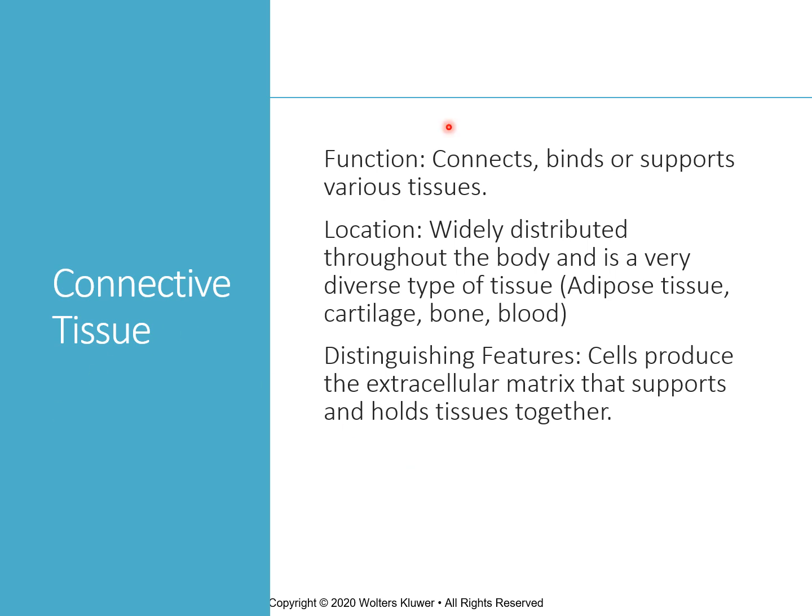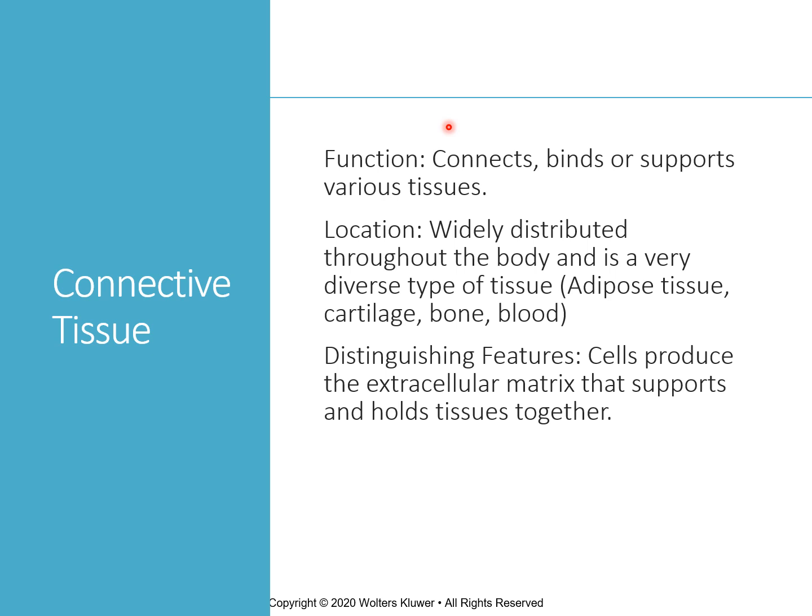The next type of tissue is connective tissue. The overall function of connective tissue is to connect, right? To bind and to support various tissues within the body. Connective tissue is very widely distributed because we have a lot of different types of connective tissue. Okay, it's a very diverse type of tissue. So this is things like adipose or fat tissue, our cartilage, our bone, blood is a connective tissue. So a lot of different types and diverse nature.